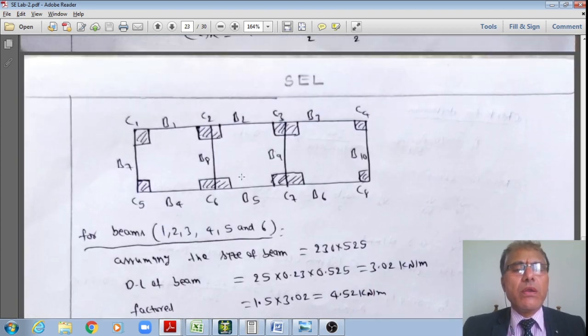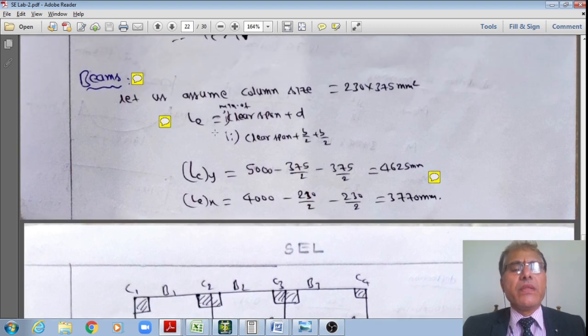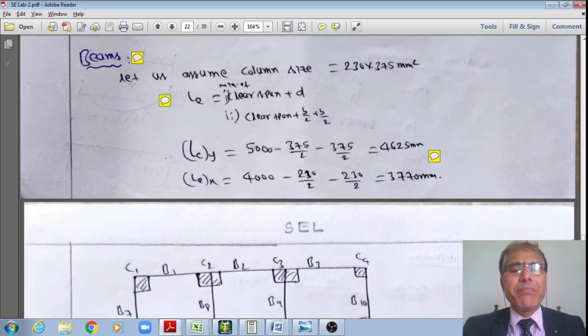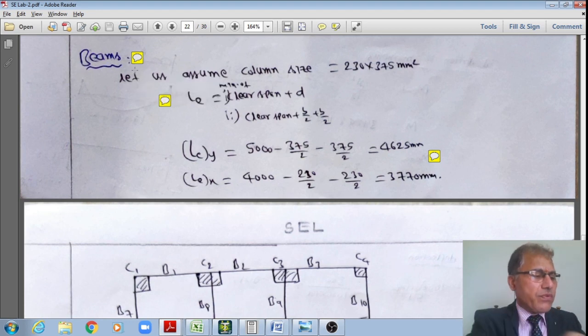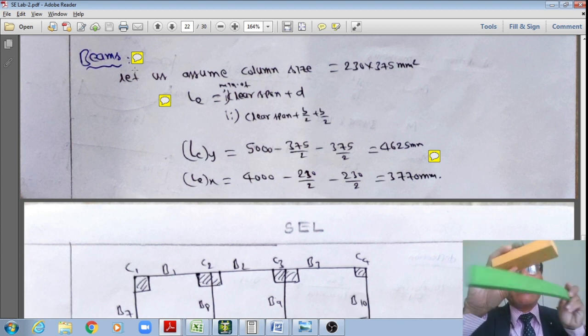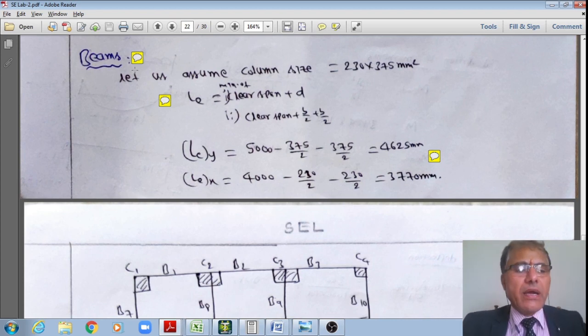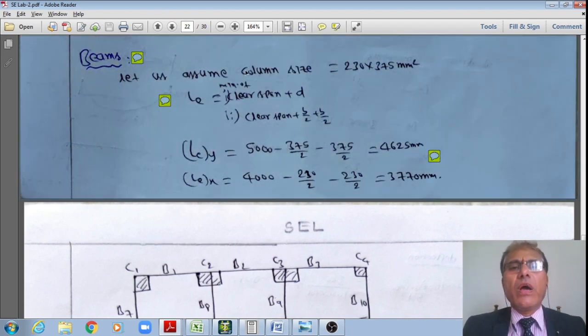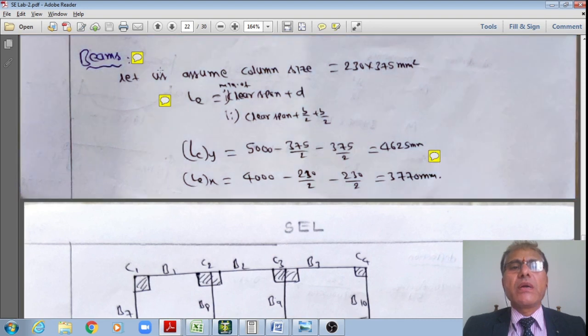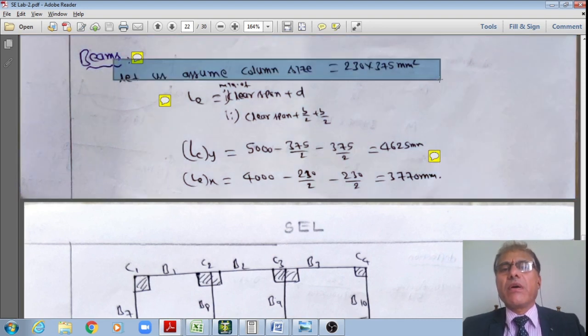Once I do that, now I'll move to the analysis and design of the beams. I hope you are understanding these discussions. So far we have analyzed the slabs resting on the beams. Now I'm analyzing these beams, and I'll design them. Therefore, let us assume the size of the column as 230 mm by 375 mm.